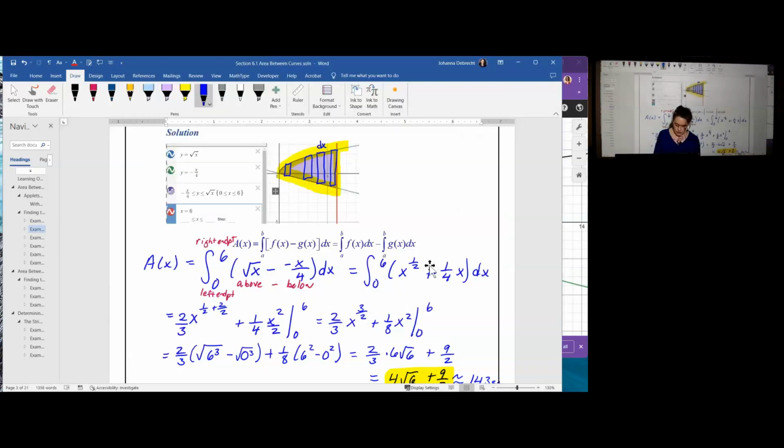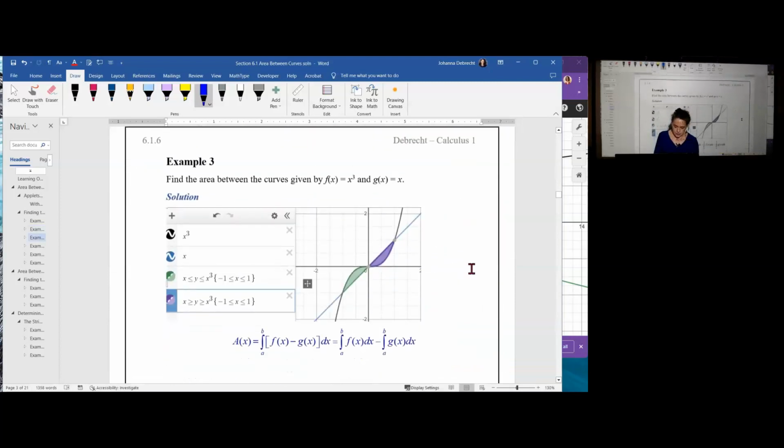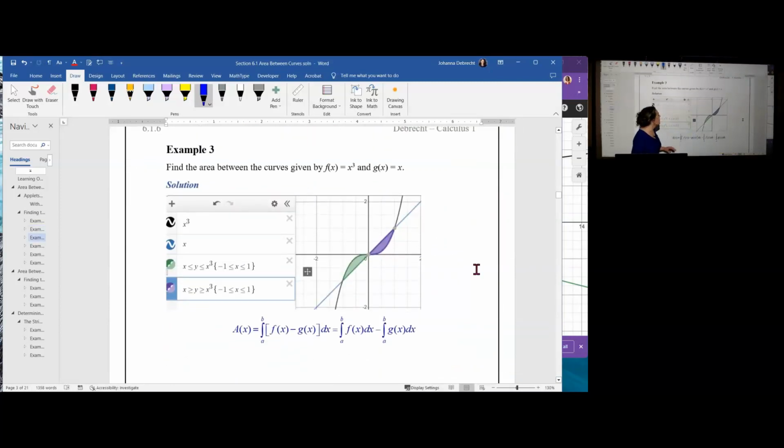Let's now take a look at another example. In example 3, we want to find the area between two curves given by x cubed and the graph of the line y equal x. However, we are not told over what interval to integrate. So this means that they must intersect. And we're looking for the area between the curves between the intersection points.